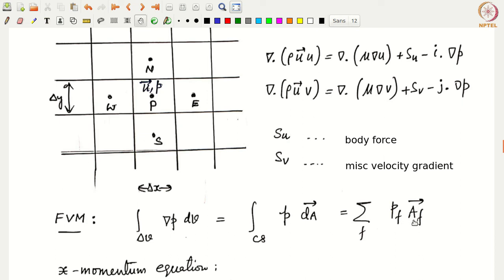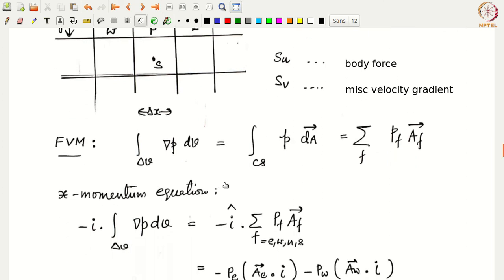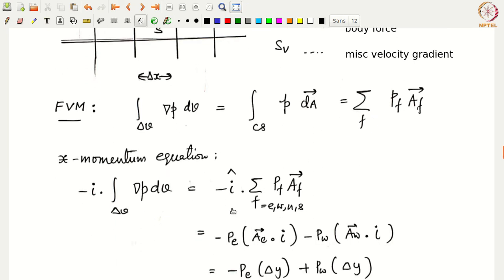Okay. Now if we go back to the x momentum equation, we have not just grad p, we have minus I dot grad p. So that means whatever we got here, we need to take a dot product with minus I. So going back to the x momentum equation, the term we have is the integral over delta v of minus I dot grad p dv. This is basically minus I dot the summation over f of p times Af bar, where f is east, west, north, south.